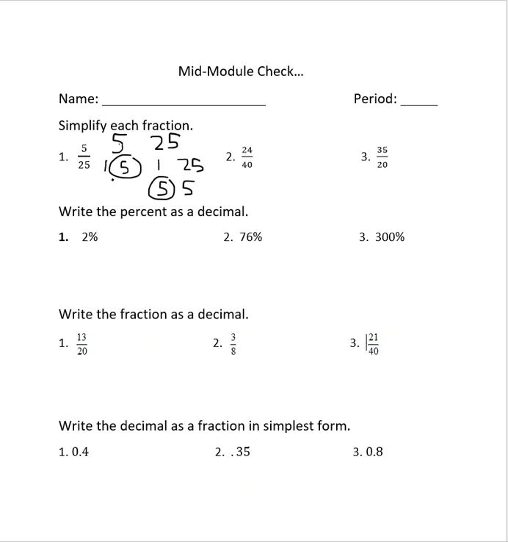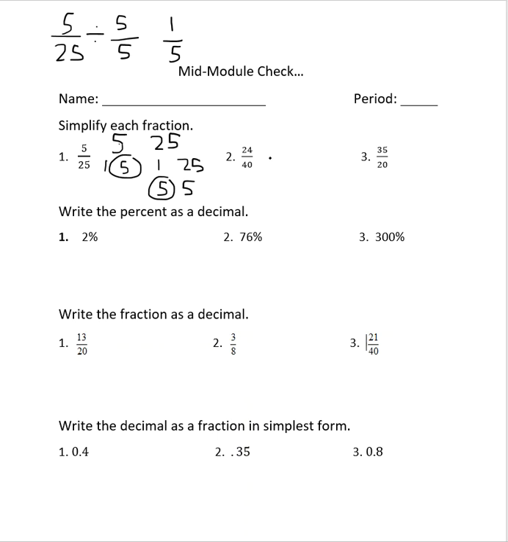Okay, so now what we do from there is we take the 5 over 25 and we are going to divide the top by 5 and we are going to divide the bottom by 5. So we divide the numerator and the denominator both by that greatest common factor. 5 fits into 5 one time. 5 fits into 25 5 times. So 5/25 simplifies to 1/5. Okay, so for number 1, it should have been 1/5.